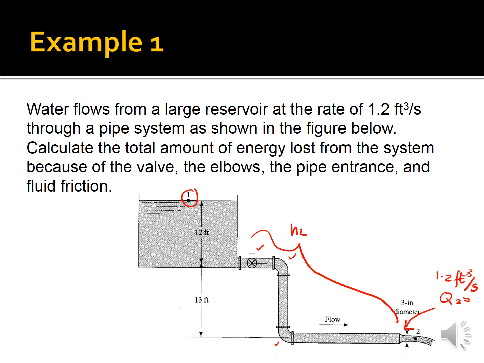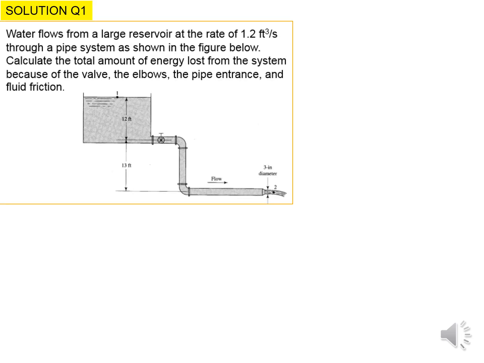So the question asks you to calculate the HL experienced by the fluid when it moves from point 1 to point 2. We already have the info, so let's check it out. How can we solve this problem? As usual, the first thing you should do when you get the question is extract the information given in the question.